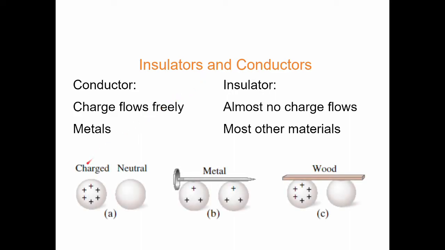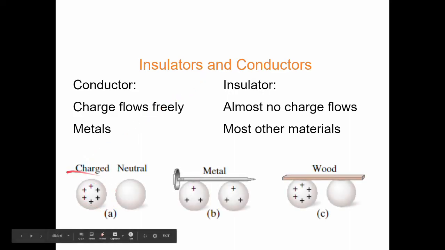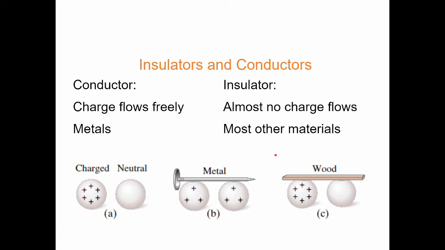So here I have an example of a charged object, this one is positively charged, and a neutrally charged object. When I place a piece of metal across the two, positive charges can flow from this object into that object. However, when I place a piece of wood across the top, no net charge can flow.